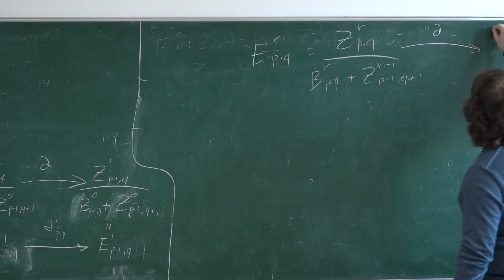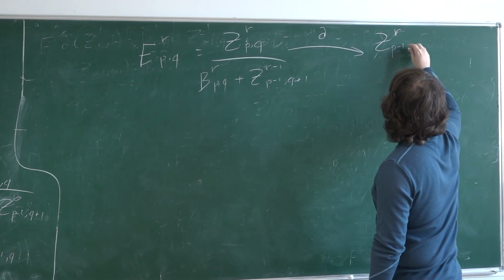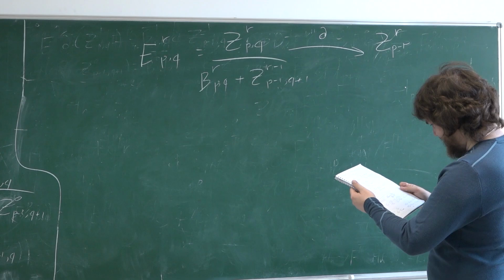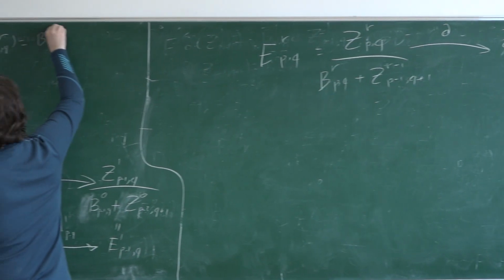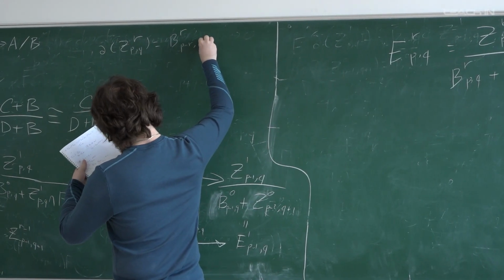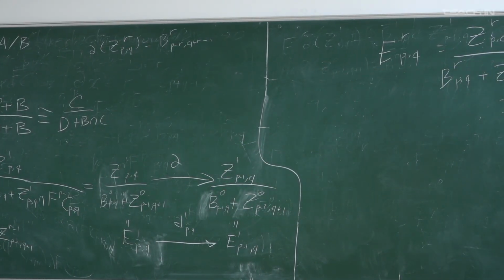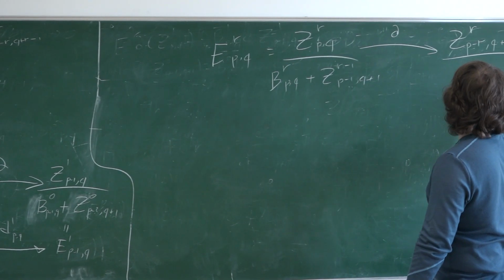The differential of C induces this map to B and then to Z of P minus R. Maybe I need to clarify this, because d of Z R PQ is by definition B R P minus R Q plus R minus 1. So it goes to B, and B lies in Z. And also this goes to B and then to Z.